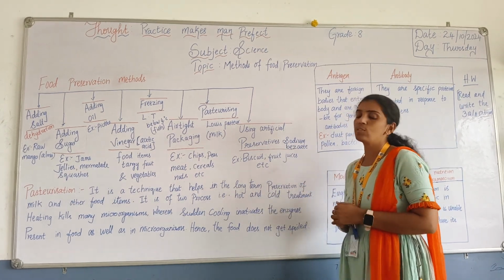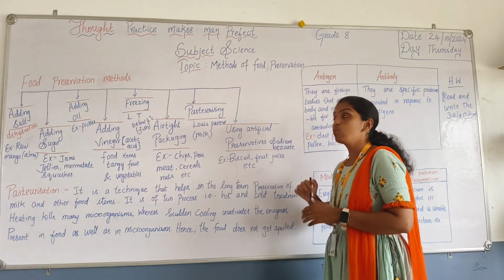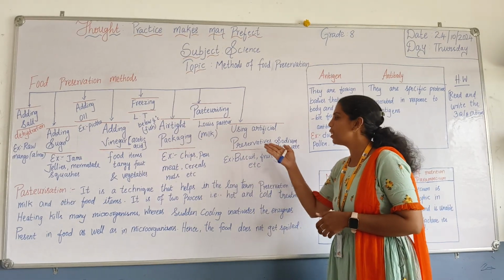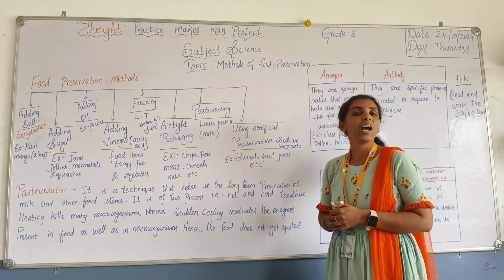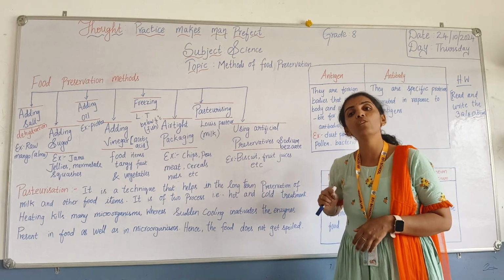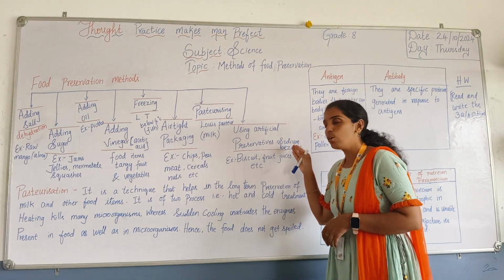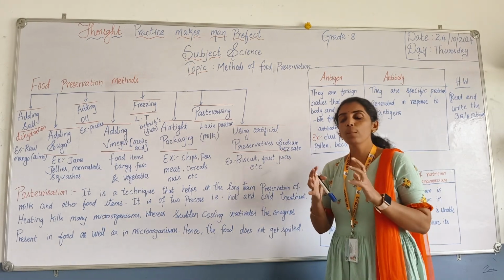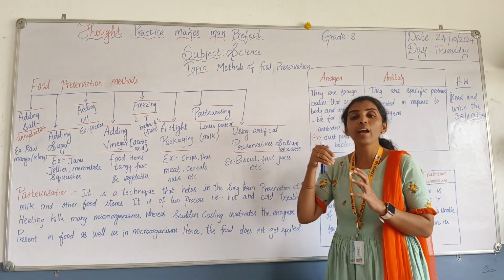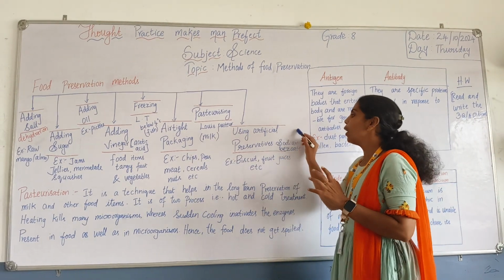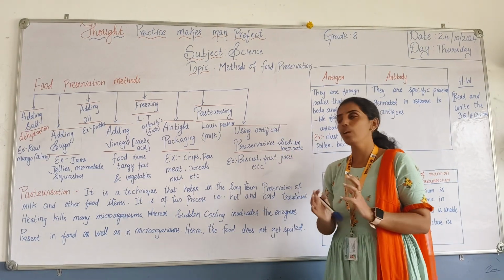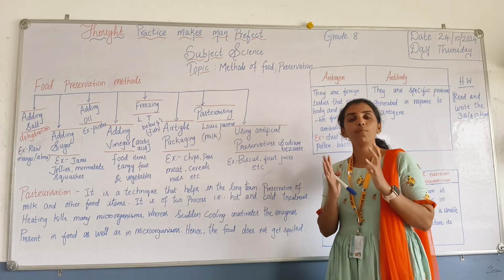When you buy them, you don't know that they use preservatives like sodium benzoate, sodium bisulfite, and even calcium propionate. These are artificial preservatives, and they are very injurious to health. Why do they use them? To preserve the food so that microorganisms do not enter inside. When you add the acid content or the artificial preservatives, only then will the food stay fresh.